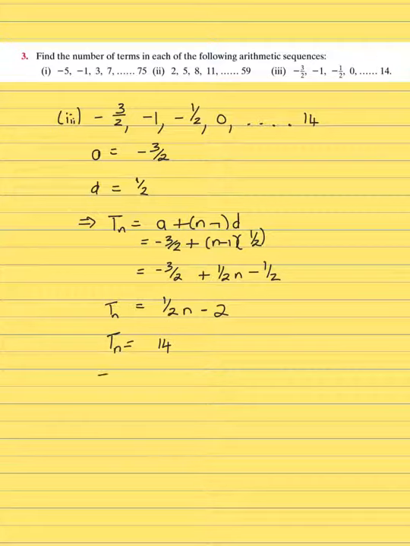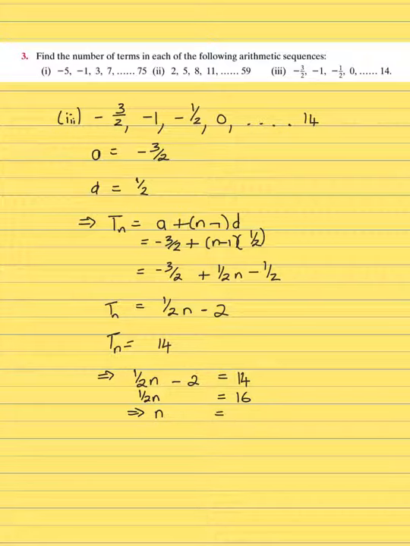Well, that means, of course, that a half n minus 2 is equal to 14. That's the important part, making the connection between the formula and the term we want. And then it's just simple algebra. A half n, adding 2 to each side, is 16. If a half n is 16, then n is 32. So that means that term 32 is equal to 14.